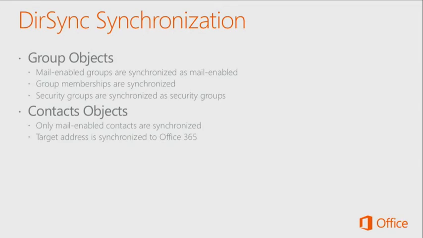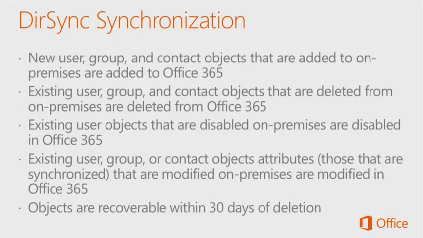Okay. Group objects: mail-enabled groups are synced, group memberships are synced, and security groups are synchronized as security groups. So if you're doing a migration, maybe from SharePoint Online to SharePoint on-premises to SharePoint Online, your security groups are synchronized so that you can use those in Office 365 SharePoint Online. Contact objects: only mail-enabled contacts are synchronized. Target address is synchronized to Office 365. Okay. New user, group and contact objects that are added on-premises are added to Office 365.